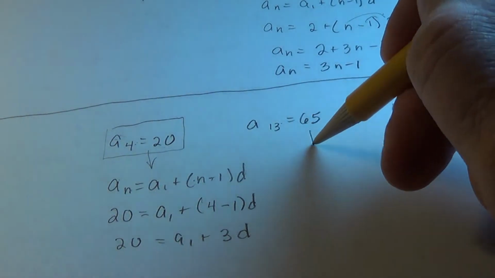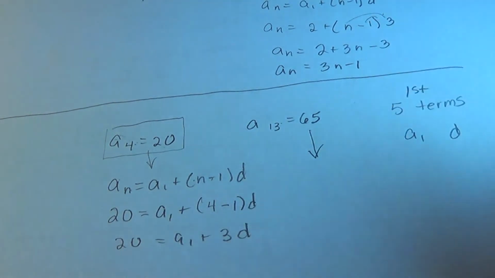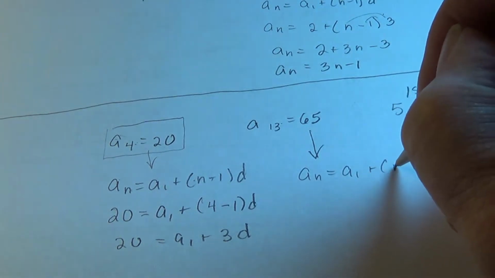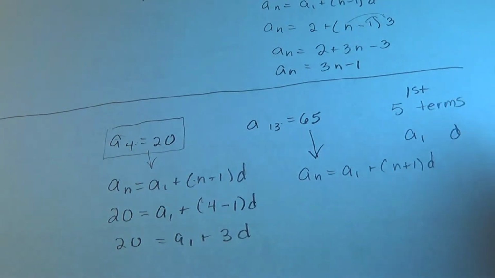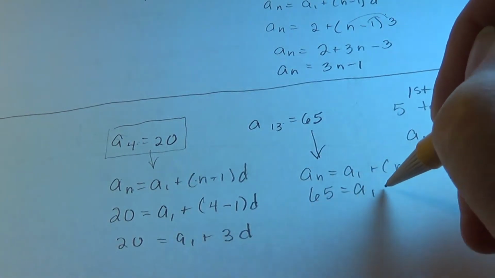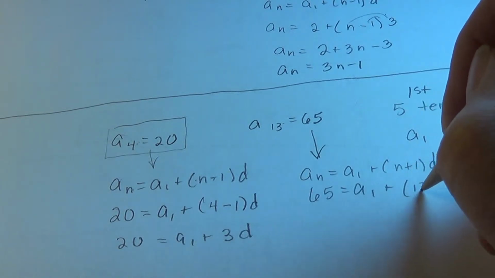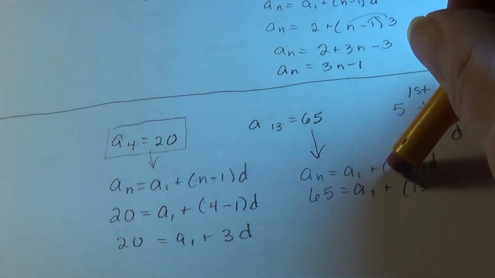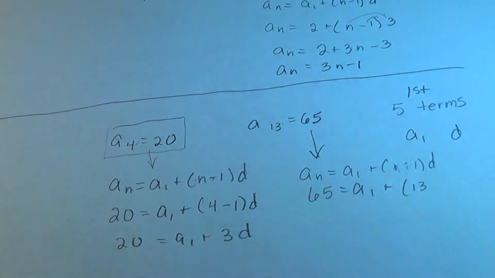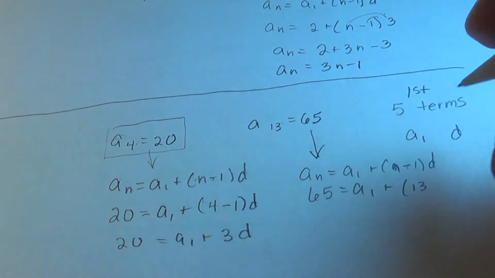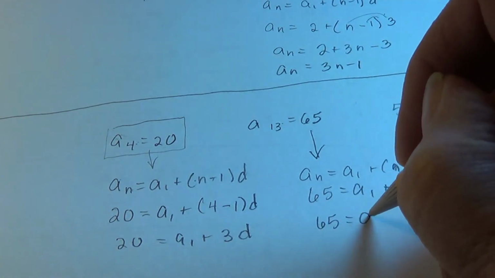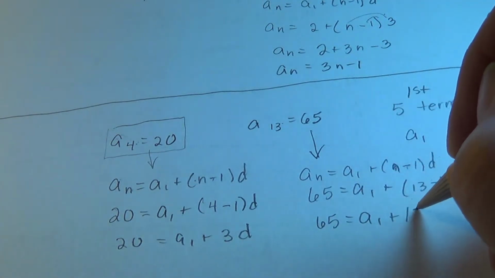So now let's glean this one. And we're going to start with the formula again. Alright, see if you can do this one without help from me. Oops, that's supposed to be a minus. Sorry. Did you notice that? 2 hands up. Alright. 13 minus 1 times d. So I end up with 65 equals a sub 1 plus 12d.